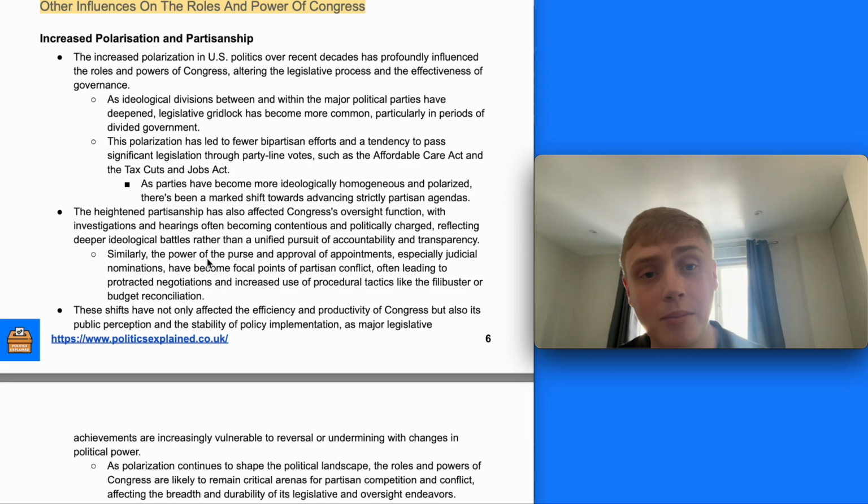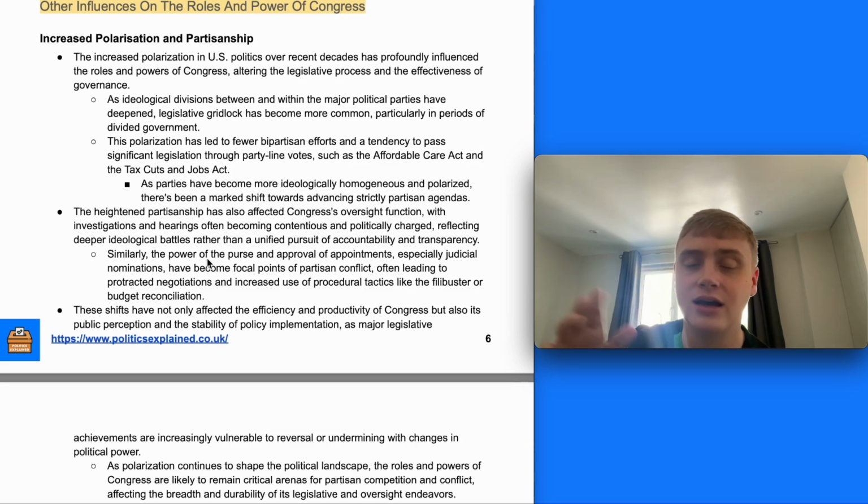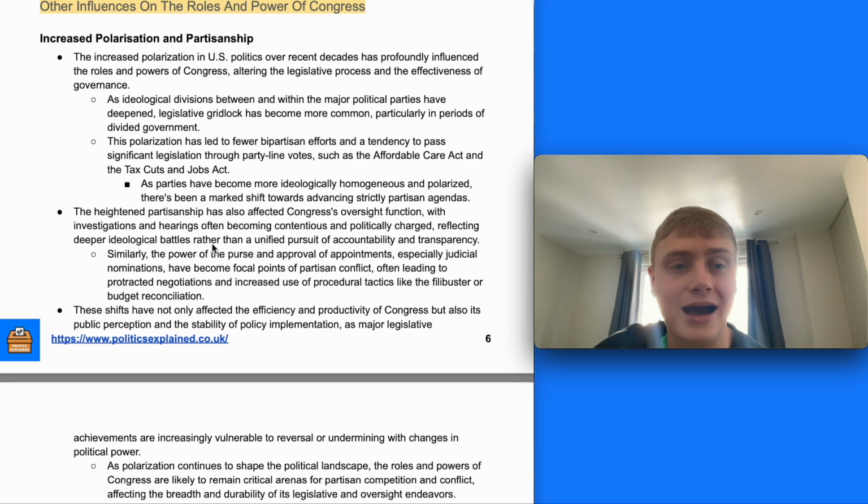So it's led to fewer bipartisan efforts and a tendency to pass significant legislation through party line votes. You'd have had a lot more unified parties, and the need to have a unified party to pass anything, because you won't get any votes from moderates from the other party. So the Affordable Care Act was passed through a complete party line vote, no Republicans voting for it, as was the Tax Cuts and Jobs Act passed by Trump in 2017, which had no Democrats voting for it. So there's a shift towards strictly partisan voting and agendas.